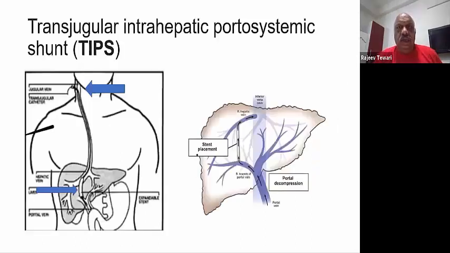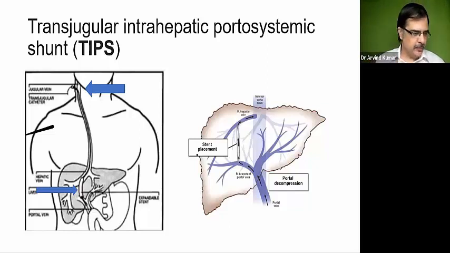Yeah, so this is the next question. It's about upper GI bleed and treatment of portal hypertension bleeding. There is a question from Vishika Goel. The question is, how many times can endoscopic variceal ligation be done?